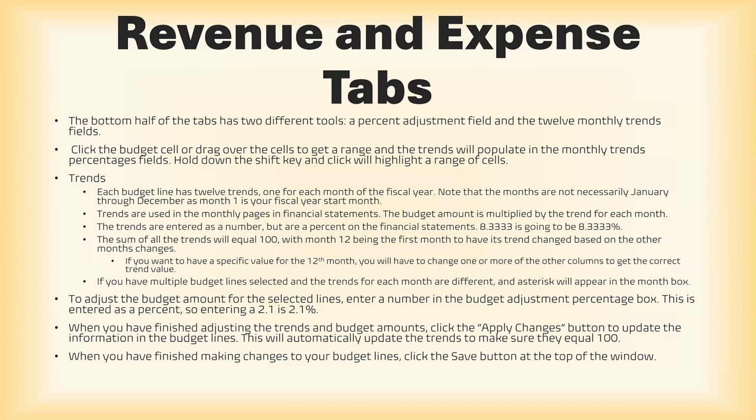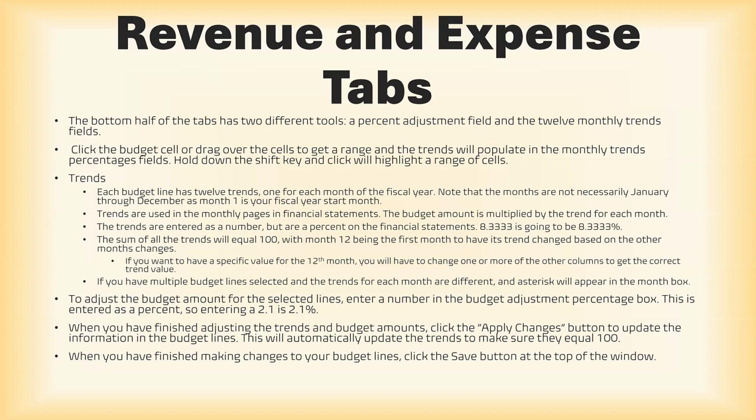The sum of all 12 trends will equal 100, with month 12 being the first month to have its trend change based on other months. So if you up the trend for, let's say, the third month, it'll first remove the trend from month 12, or vice versa. If you lower the trend for the second month, it'll add it to the 12th month. And if you change the value in the 12th month, it'll actually revert it back to what it was, as it is the column that gets updated.